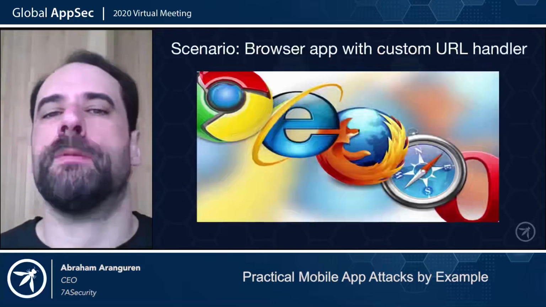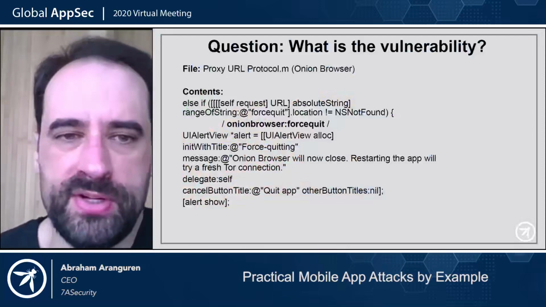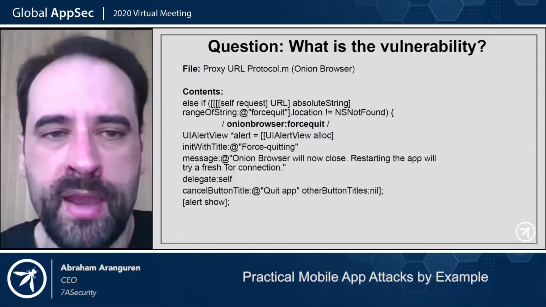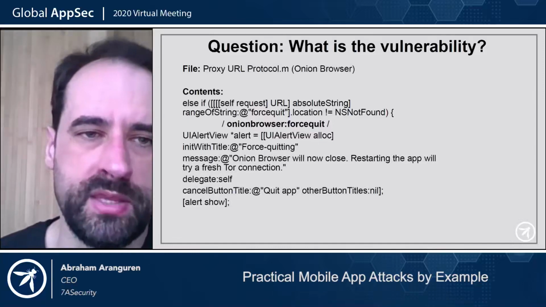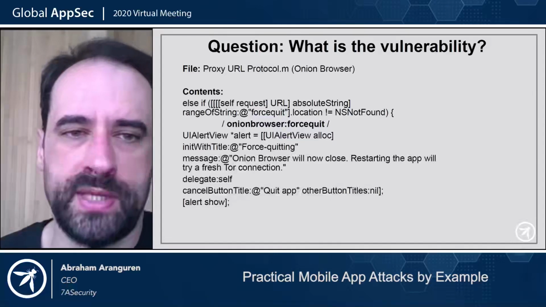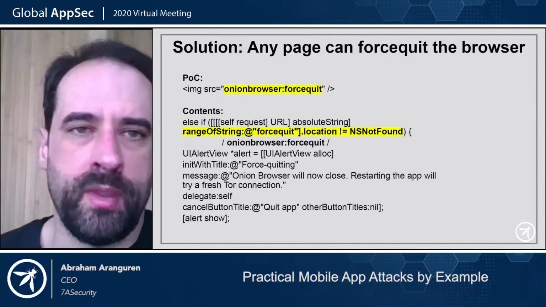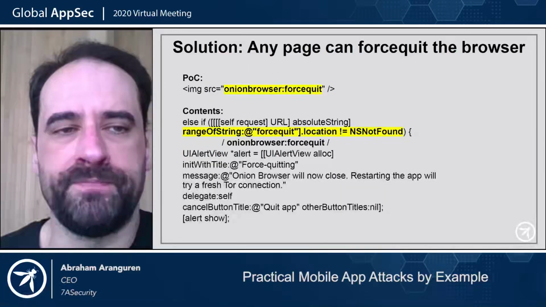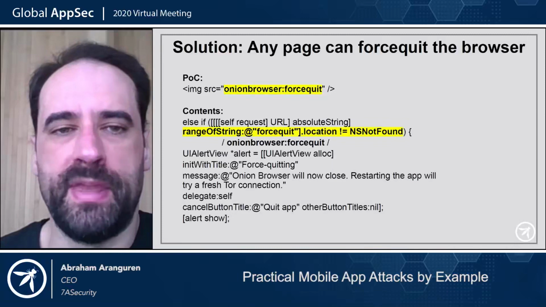So let's now take a look at URL schema attacks, right? So custom URL handlers and that kind of stuff. Sometimes applications define a custom URL handler. So in the case of the Onion browser, there was a function to quit, which was exposed using a URL handler, right? So the vulnerability here was that you could provide an image, for example, and call this URL handler and tell the application to quit, right?